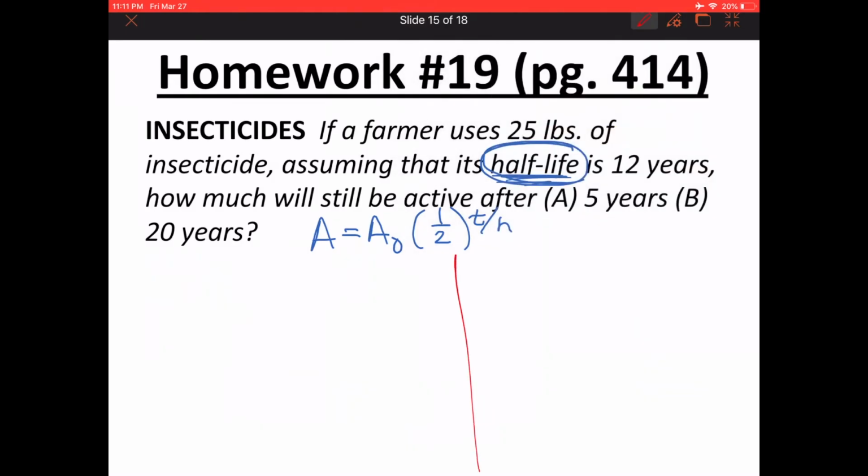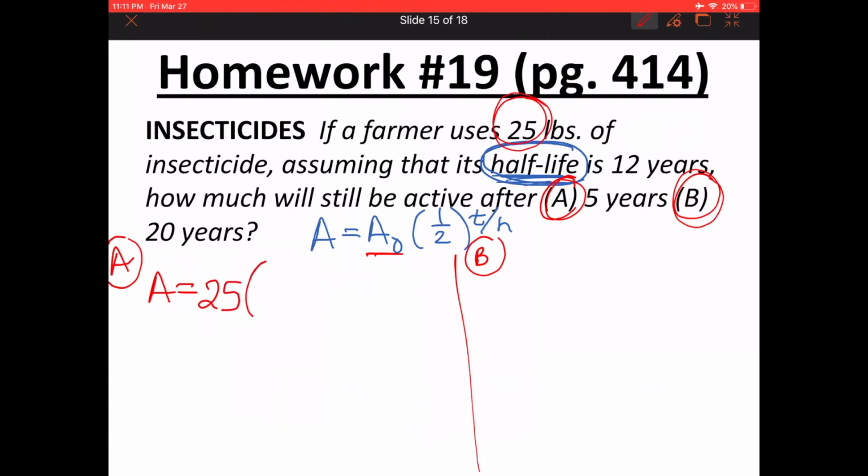So I'm going to split my screen in half because on the left, I'm going to be doing part A, and then on the right, I'm going to be answering part B. Okay, let's set up my equation. For part A, A equals, A sub 0 is my initial value. How much insecticide are we starting with? We're starting with 25 pounds.